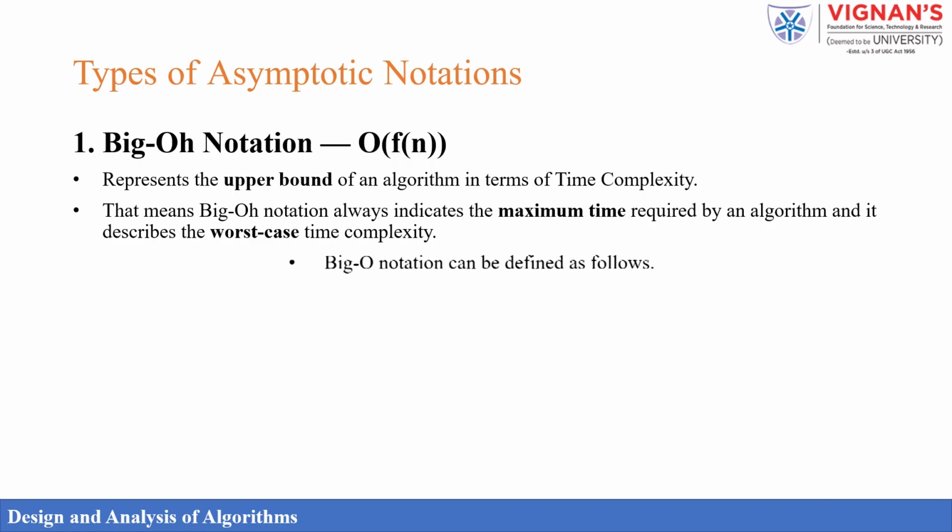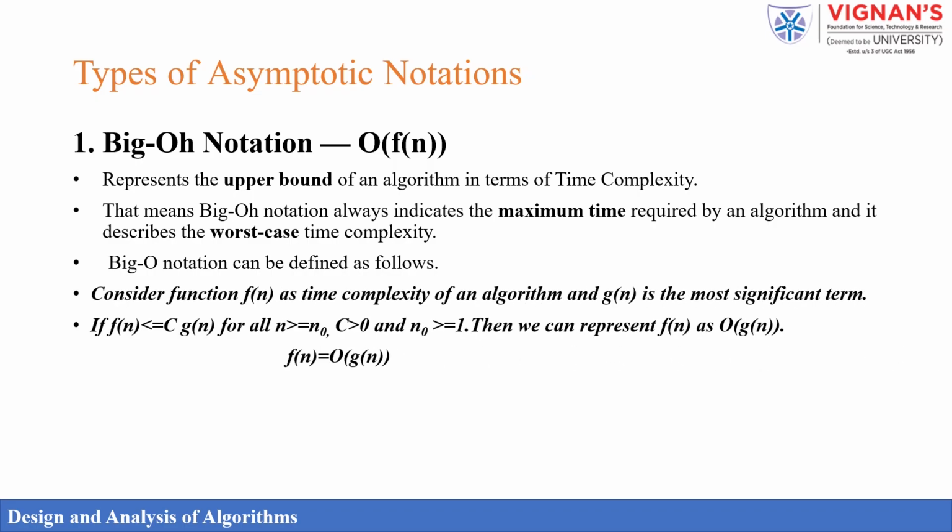Big O notation can be defined as follows. If f of n is less than or equal to c times g of n for all n greater than or equal to n naught, where c is greater than 0 and n naught is greater than or equal to 1, then f of n is equal to big O of g of n. This means the algorithm will not take more than g of n up to constant factors.